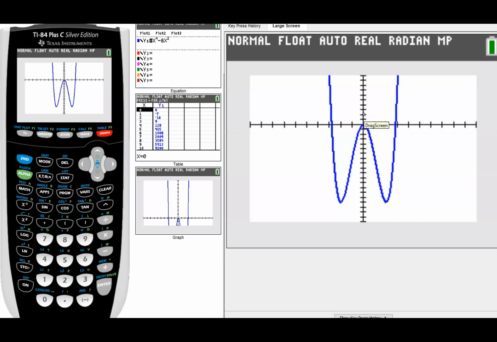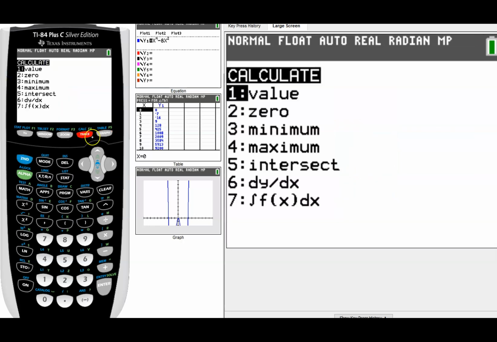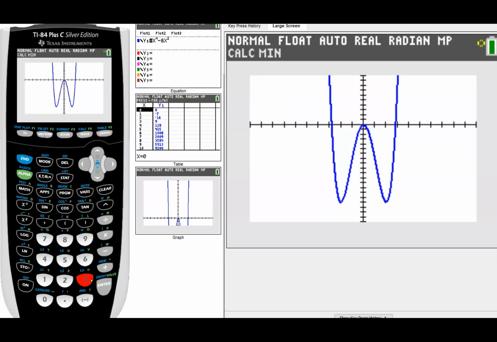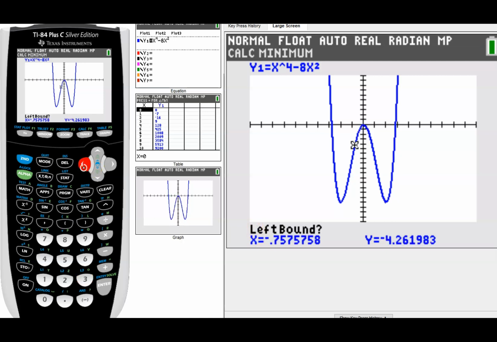So now I'm going to calculate. I'll do my minimums first, and it says left bound, so I'm going to go over a little far. Push enter, and it says right bound, so I'm going to go this way. This is something you should already know what you're doing. Enter. I don't want to guess. So my first one is negative 2, negative 16.